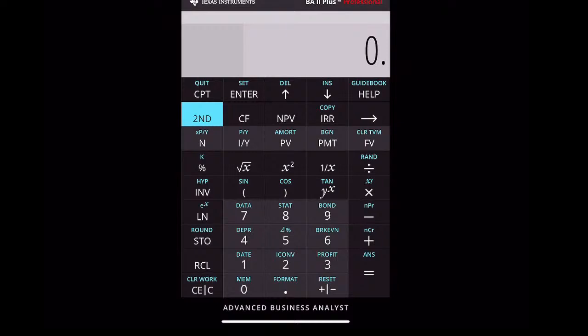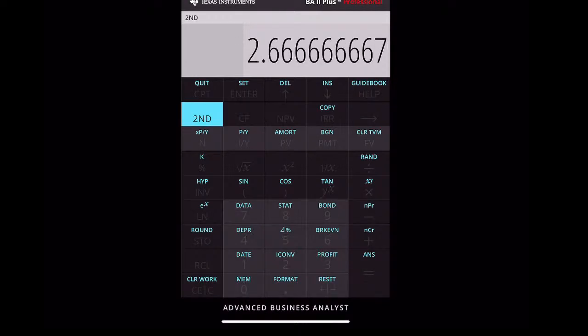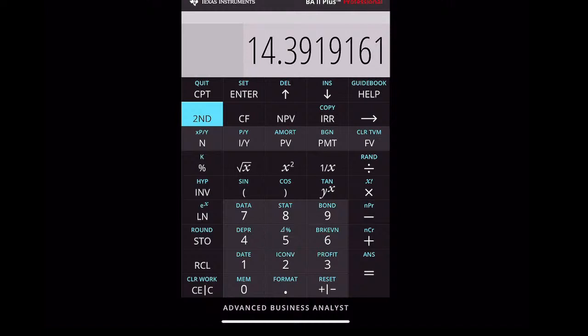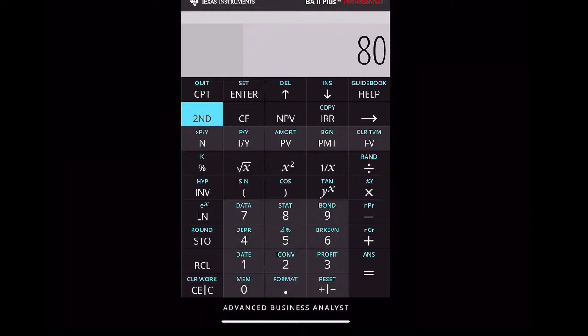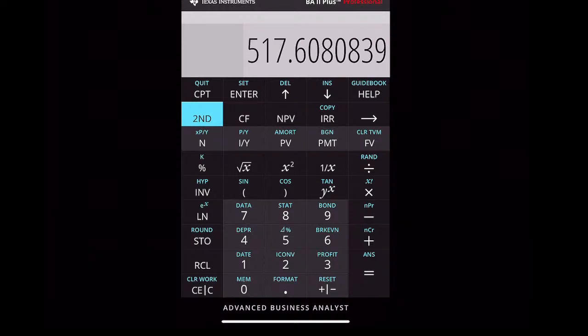I'm going to enter the exponent, 80 divided by 30. That's the exponent, and then second E. And then I'm going to put a negative in front and add that to brackets 0.4 times 80 bracket plus 500. That's the answer, $517.61 million.